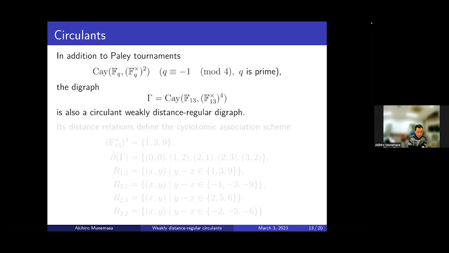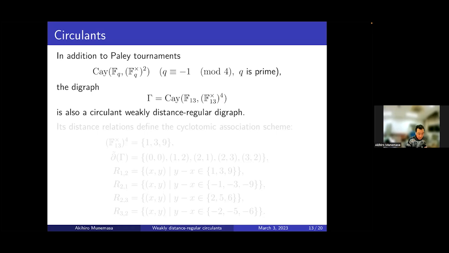So in this talk, we try to investigate circulant weakly distance regular digraphs. We have seen these circulants already. For example, if you have a Paley tournament on a prime number of vertices, then it is certainly a Cayley graph of a cyclic group. So it is a circulant graph. The Paley tournaments, as well as this 4th power Cayley digraph, are circulant weakly distance regular digraphs.